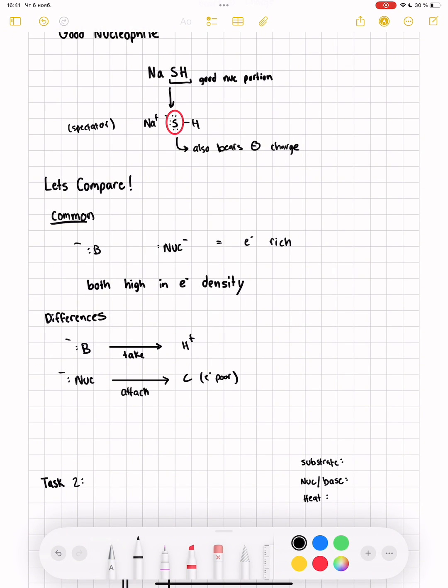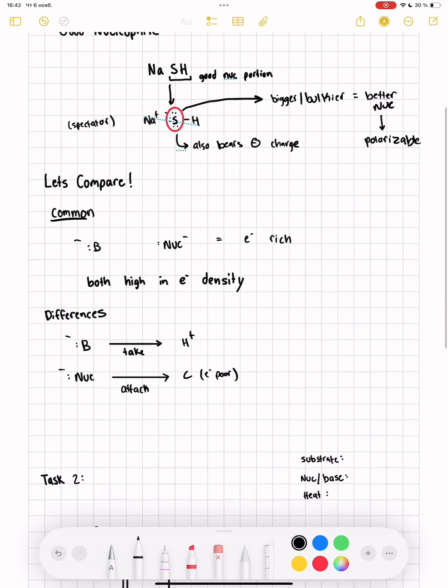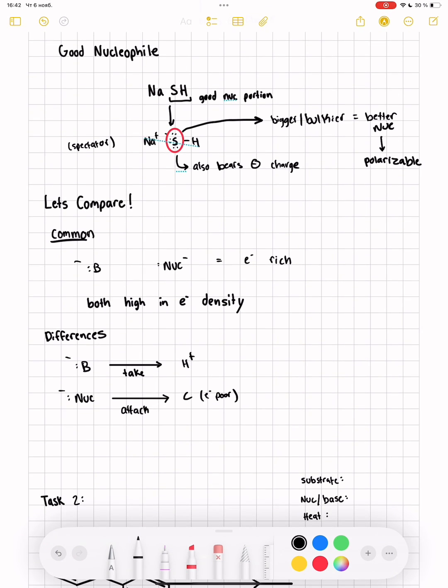Electronegative atoms hold electrons close and they hog electrons. They don't share as readily as less electronegative atoms. So in this case, if we were to compare something like methyl and hydroxide, that methyl is going to be a lot better. Here I'm just writing down that sulfur is our bigger and bulkier, and it's better as a nucleophile, and it's polarizable. Good nucleophiles will always be polarizable, meaning they have delocalization of electrons.